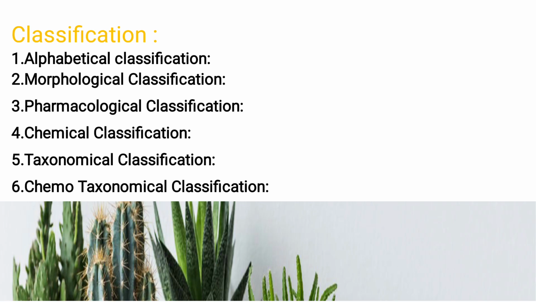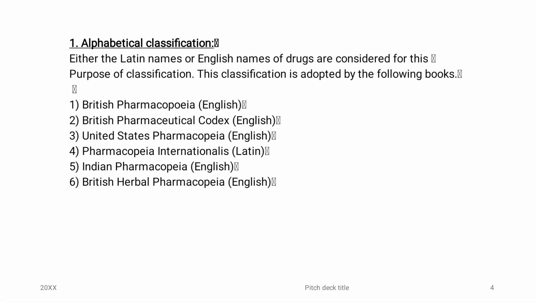Classification. First, alphabetical classification. Second, morphological classification. Third, pharmacological classification. Fourth, chemical classification. Fifth, taxonomical classification. Sixth, chemotaxonomical classification. So, in alphabetical classification, either the Latin names or English names of drugs are considered.